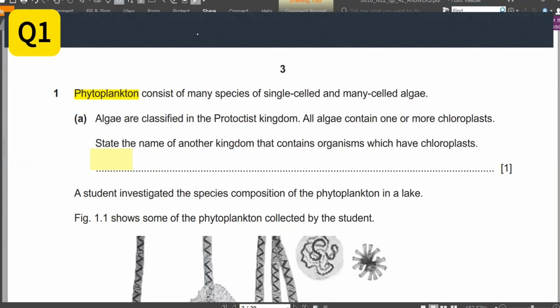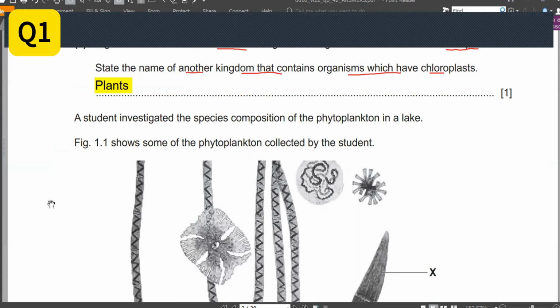Yes. So we can see here, algae is Protist kingdom. All algae contain one or more chloroplasts. Name another kingdom that contains organisms which have chloroplasts. This will be plants. Plants have chloroplasts for photosynthesis.